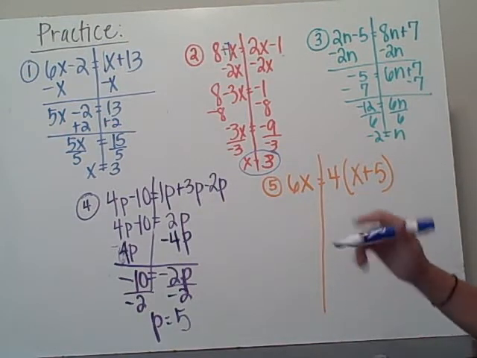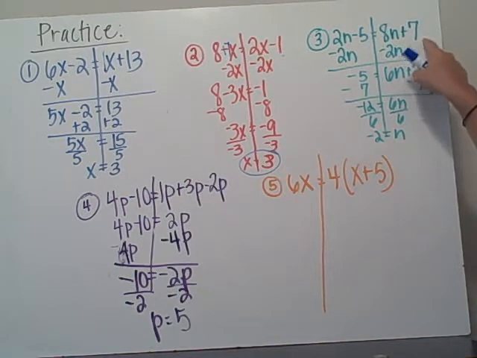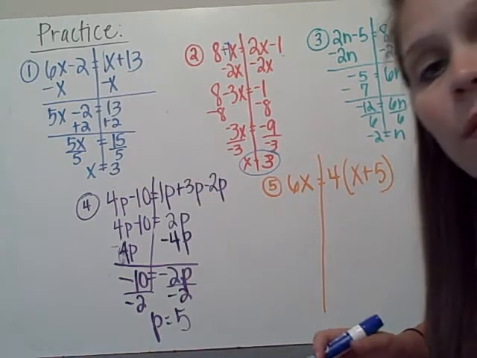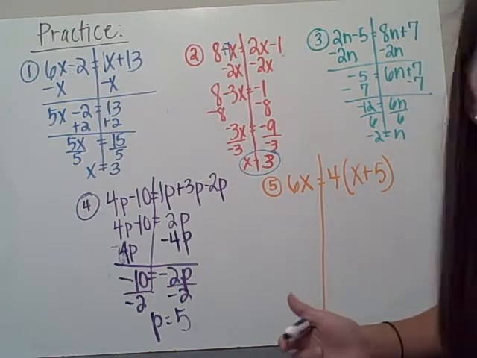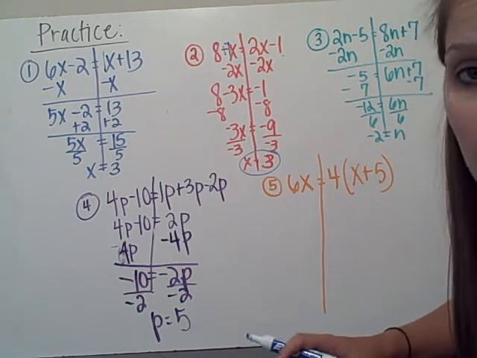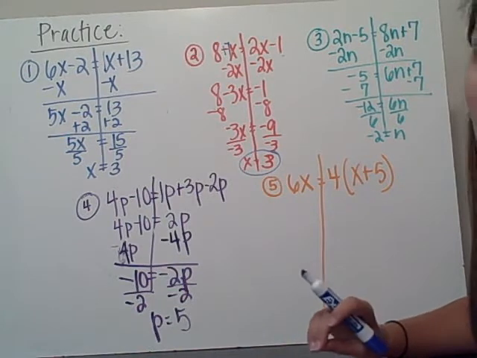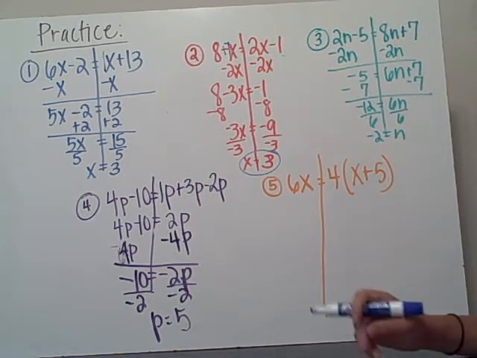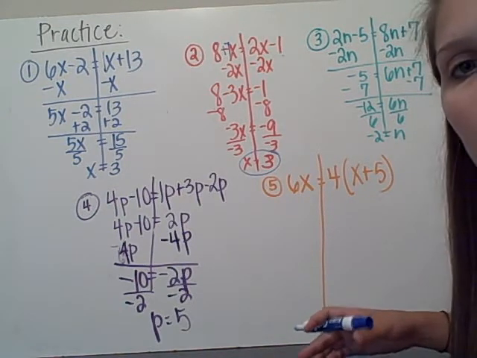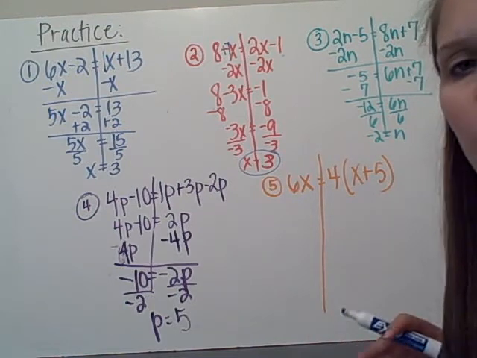Number 3, 2n minus 5 equals 8n plus 7. Like 1 and 2, we do not have any parentheses, so therefore we do not have to distribute. We don't have any fractions as well, so we don't have to worry about those. So now I'm going to get variables on one side and our numbers on the other. This time I decided to put the n, or the variables, on the right hand side. Either way, remember, it does not matter as long as they're all on one side together.